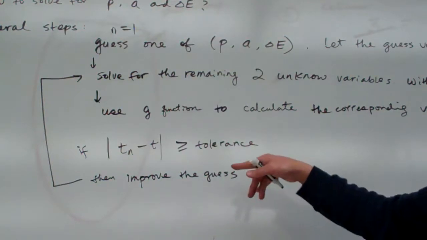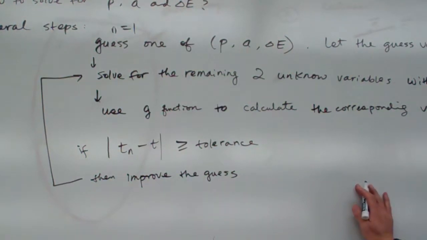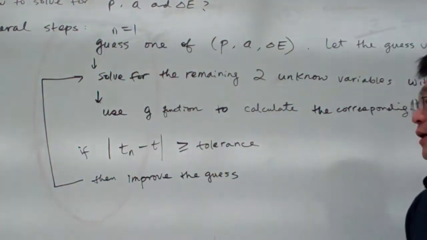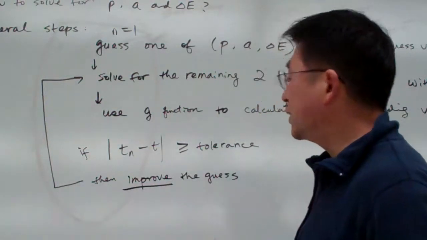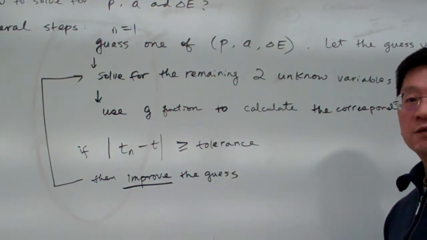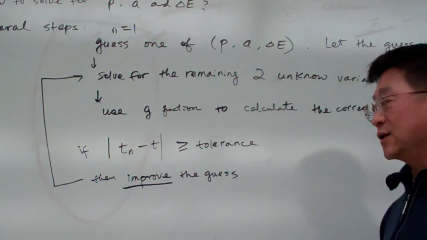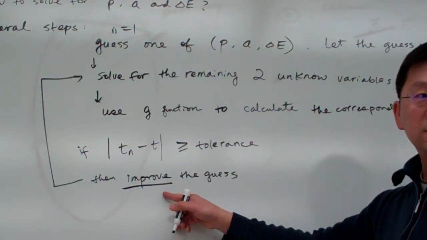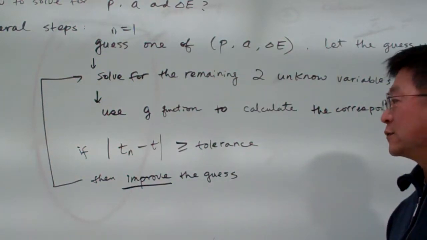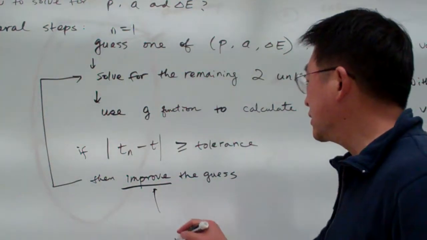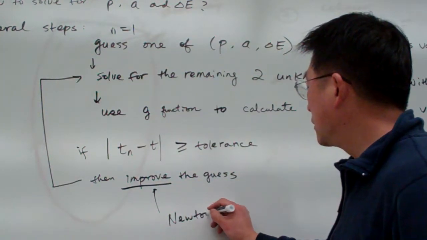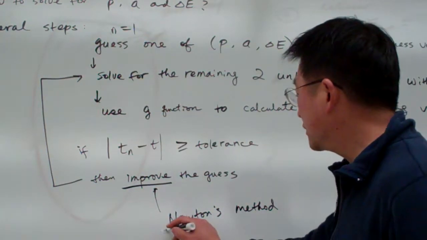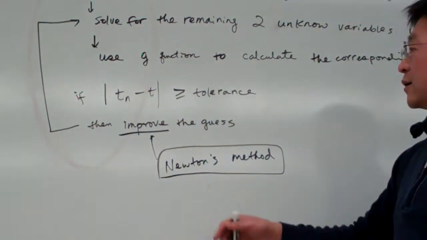Without further details, I'm going to do it Monday. Pretty much from here, you can see this is a loop. And how to improve? The improvement is based upon, again, there are quite a few numerical methods. In this chapter, we're going to use Newton's search method, which is pretty effective. So we're going to use the Newton method to improve this.